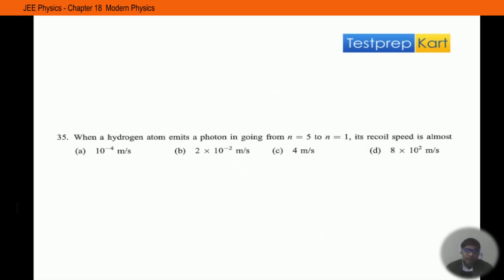Next is, when a hydrogen atom emits a photon going from n equals 5 to n equals 1, then its recoil speed is almost. So p is equal to h over lambda according to the de Broglie equation, and energy is equal to hc over lambda. It means momentum is equal to energy upon c. This information is given.